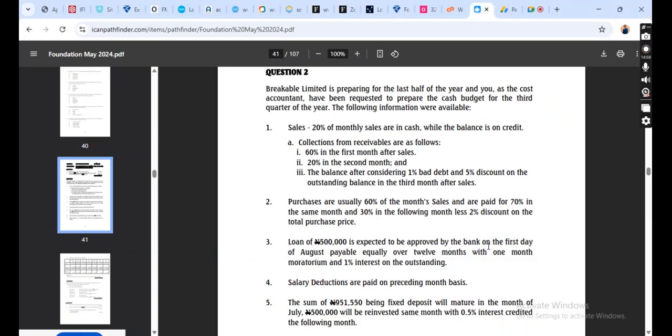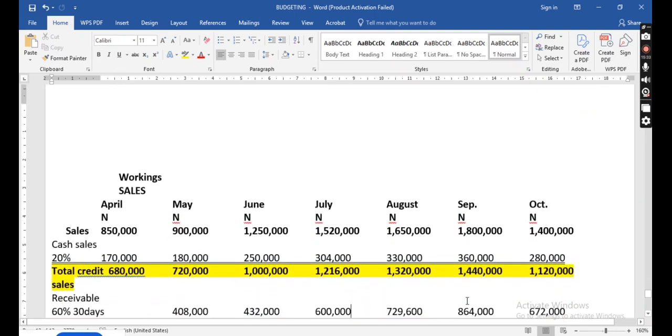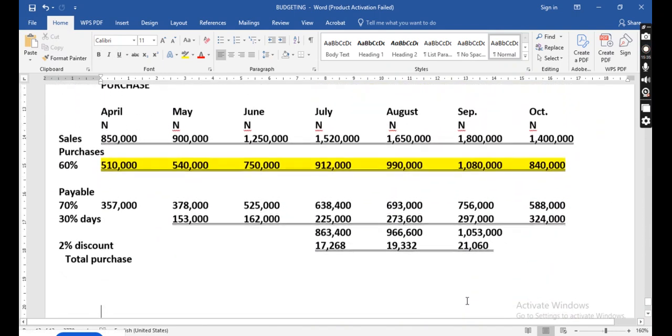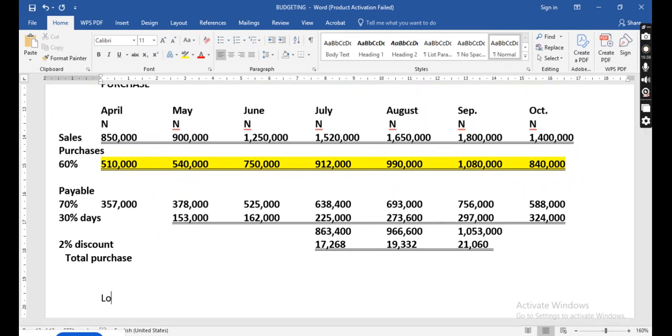Then, to be approved by the bank on the first day of August, payable equally over 12 months with 1 month moratorium and 1%. So now let's analyze this one after the other. We've analyzed the loan you receive. Then let's divide it by 12 and say, okay, you will pay this for 12 months. Now we go back to our workings. This should be work 3, loan.